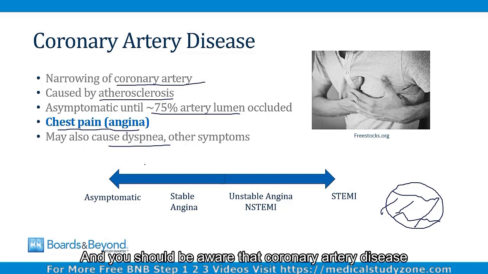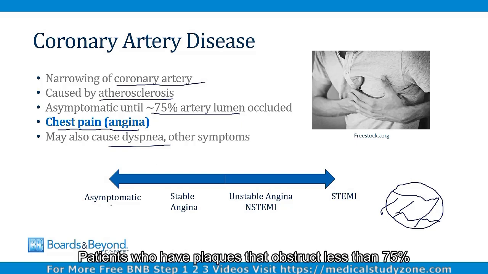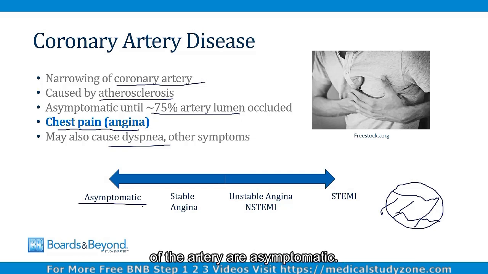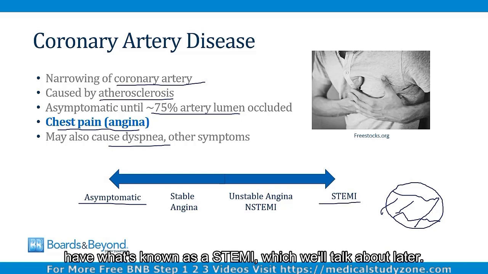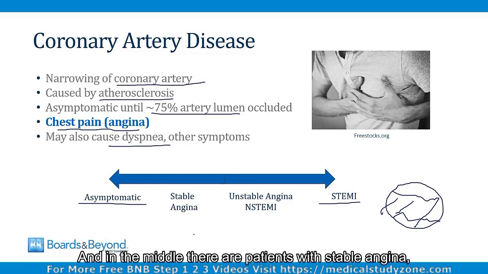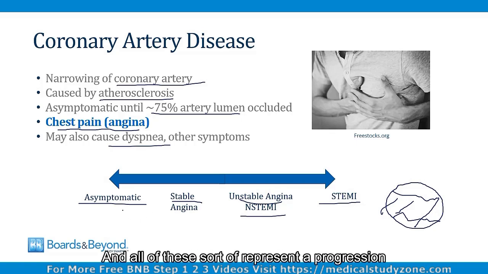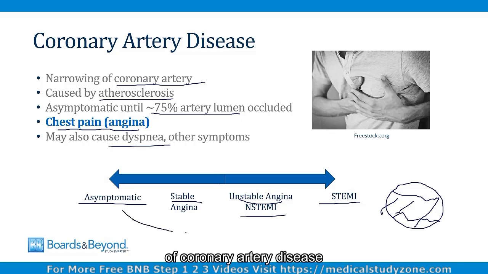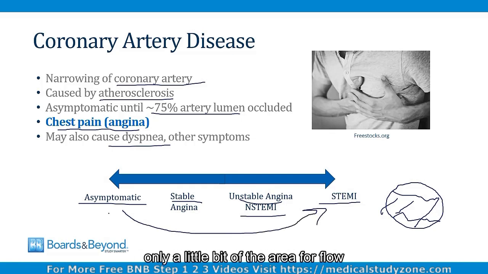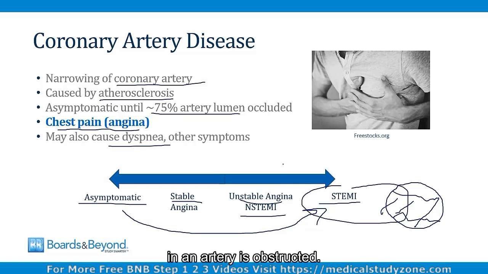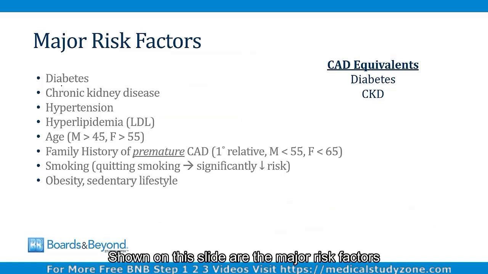And you should be aware that coronary artery disease exists along a spectrum. Patients who have plaques that obstruct less than 75% of the artery are asymptomatic. At the other end of the spectrum, patients with complete occlusion of an artery have what's known as a STEMI, which we'll talk about later. And in the middle, there are patients with stable angina, unstable angina, and NSTEMI. And all of these represent a progression of coronary artery disease from the point where it's obstructing only a little bit of the area for flow all the way to where the complete area for flow in an artery is obstructed.